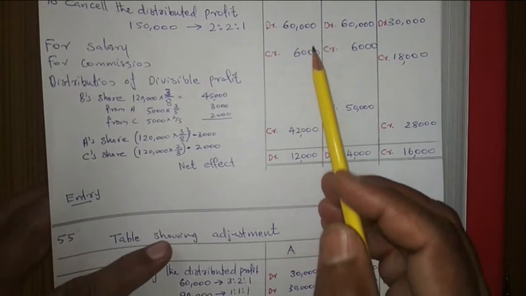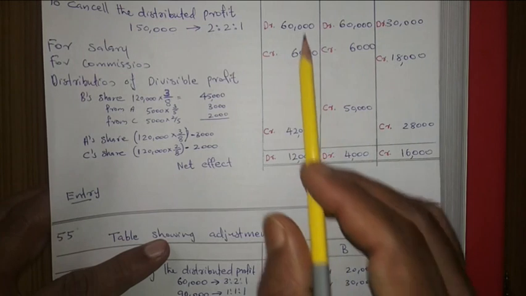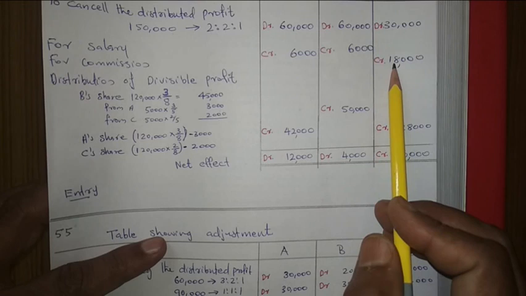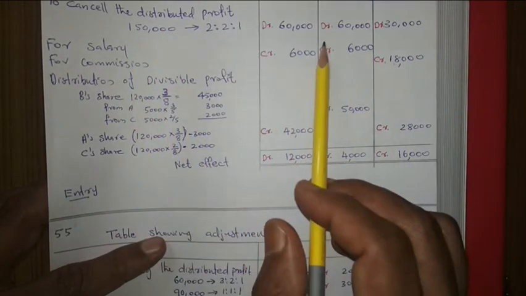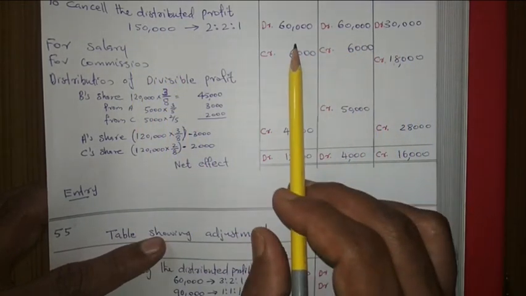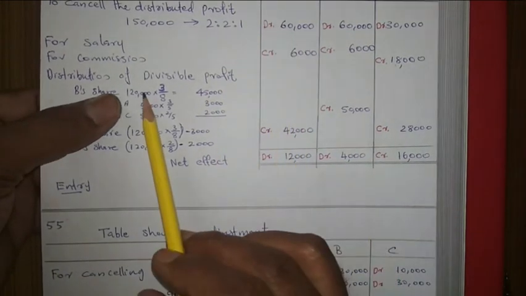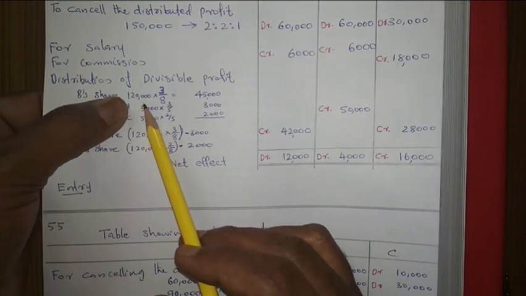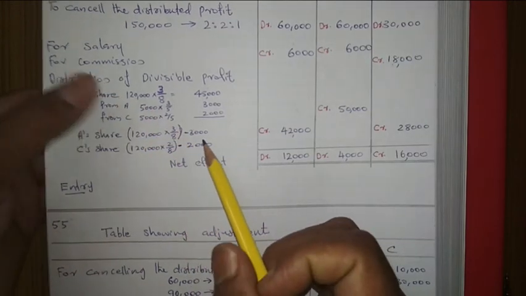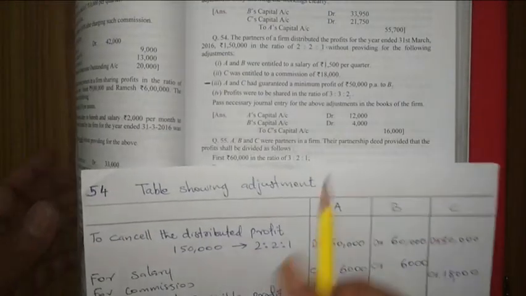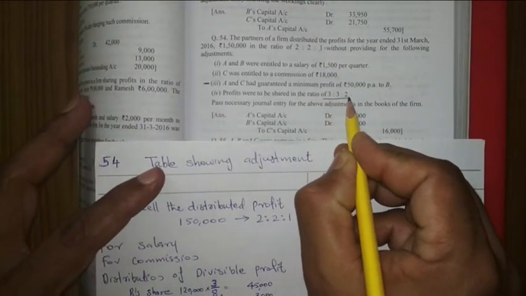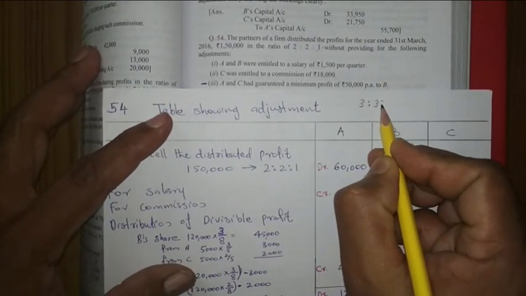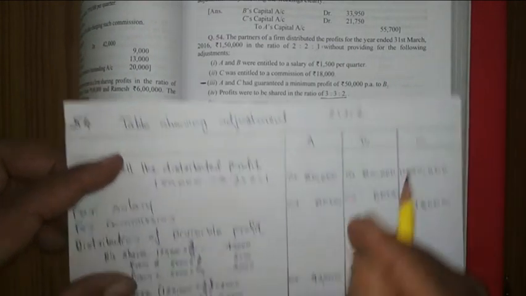Then after that we have to find out the divisible profit. Okay, so the salary is there, commission is there, interest on capital is not mentioned in the question. Then from 1,50,000 we deducted these appropriations, and we are getting 1,20,000. Okay, 1,20,000 is the divisible profit. Then according to the profit sharing ratio, the question is saying that the profit should be shared 3:3:2. This is the profit sharing ratio.